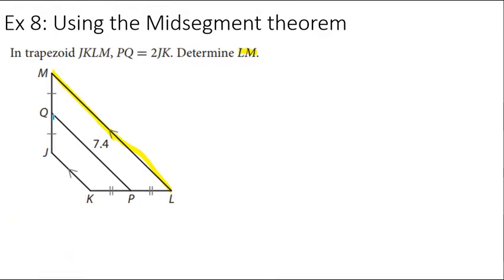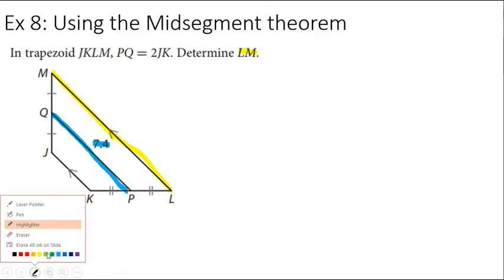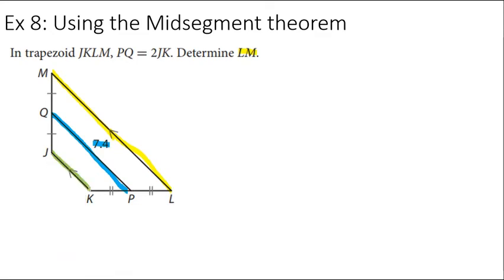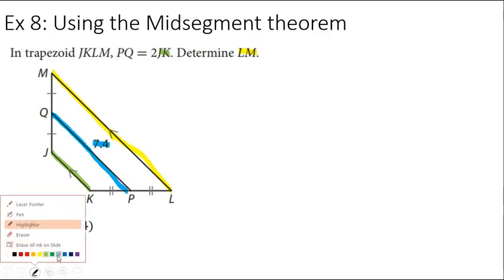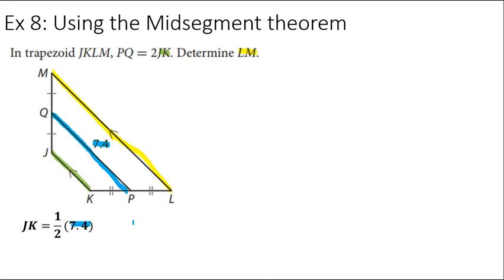So they give us PQ, which is this length right here, and we don't know what JK is. But they did give us this formula that PQ is 2 times JK. So we could also say that JK is half of PQ, or half of 7.4. Half of 7.4 gives us 3.7. It means that this length here is 3.7 JK.